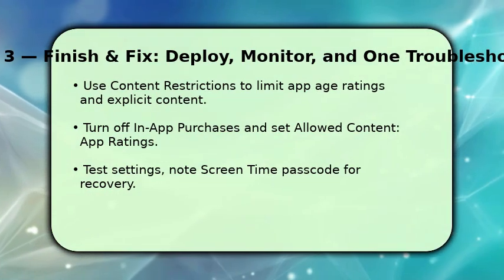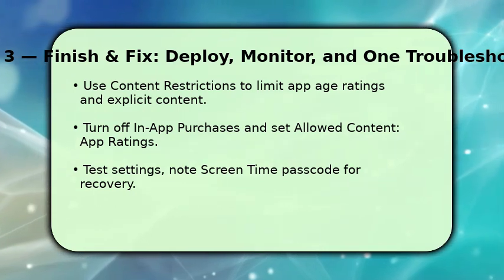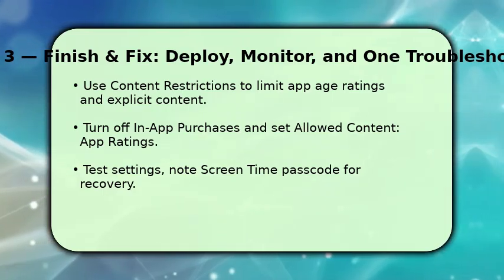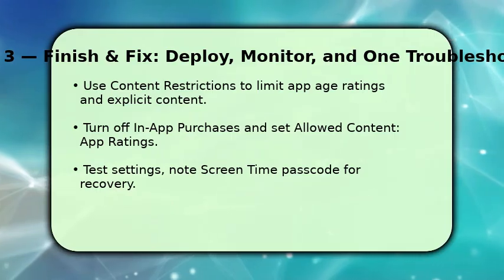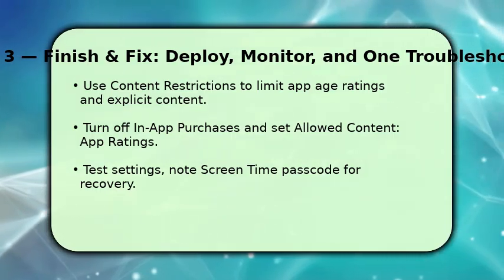Finish by tightening content rules so the App Store shows only appropriate apps. In Content Restrictions, tap Apps and choose the maximum age rating you permit. This hides apps above that rating. Turn off in-app purchases to block add-ons, and verify Require Password remains active for purchases.